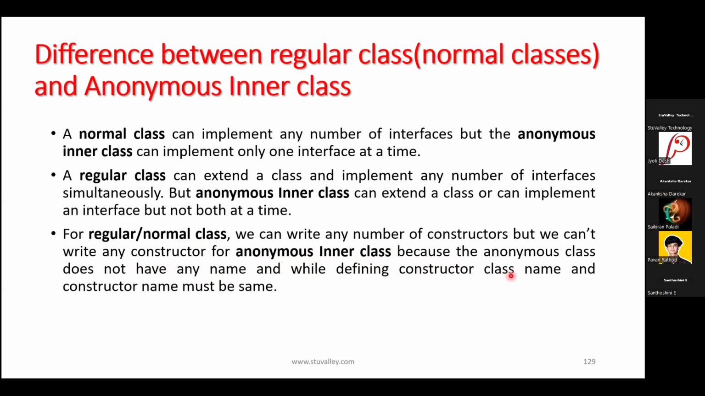कभी डिफाइन नहीं करते कंस्ट्रक्टर, because we never know the name of that class. Okay, while defining a constructor, class name and constructor name must be the same. In anonymous inner classes, we are not providing any name. That is why we never write any constructor. Clear the difference between the normal class and anonymous inner class. With this, your topic, nested classes and inner classes, encapsulation concepts are completed.